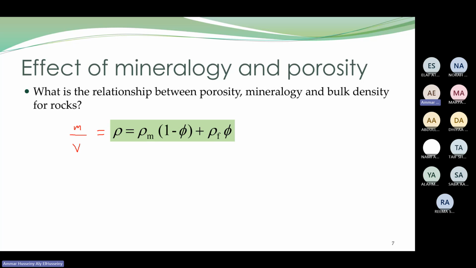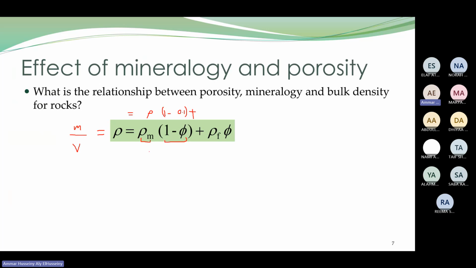Now, the bulk density, which is if you wish the total density of a rock, is equal to the grain or mineral density multiplied by its fraction in the rock, and its fraction is 1 minus porosity. Porosity has to be in fraction, not in percentage. So if porosity is 0.1, then it's 1 minus 0.1, which is 0.9. You multiply it by the mineral density, and you add to it the fluid density multiplied by the porosity. Again, porosity is in fraction.